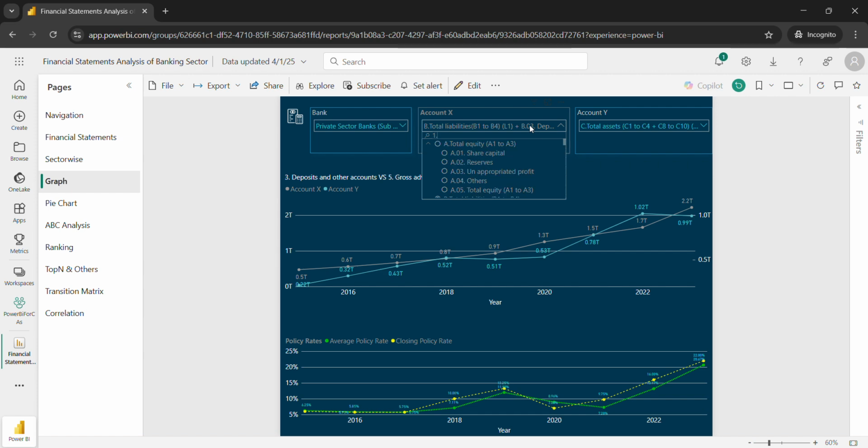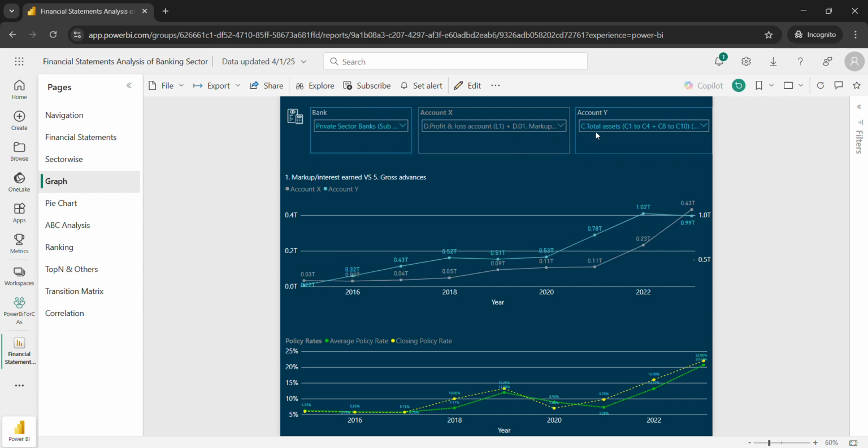Let me calculate for markup income and markup expense. Okay, so this is markup income earned. Let us compare it with markup expense. Here we go. Okay, so in this section we have markup expense. As you can see, we compare markup income and markup expense. It is very relative to each other, as well as to the policy rates of the entire sector.